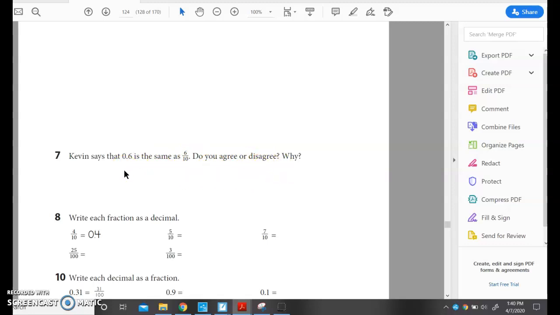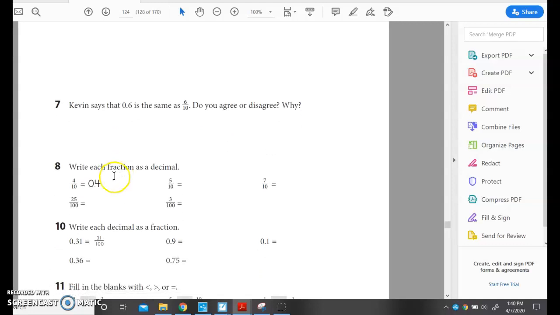I'm going to be looking for why. Remember, if you tell me I agree because they're equal, you did not prove anything. You have to prove why or why not. Number 8, you're going to write each of these fractions as a decimal. Remember, how you read your fraction should sound exactly the same as how you read your decimal. So for example, this is 4/10, and I read this 4/10. So it's going to be very important that you say your fractions and your decimals out loud. This is 5/10. Your fraction or your decimal should read 5/10. This is 3/100. Your decimal should read 3/100.